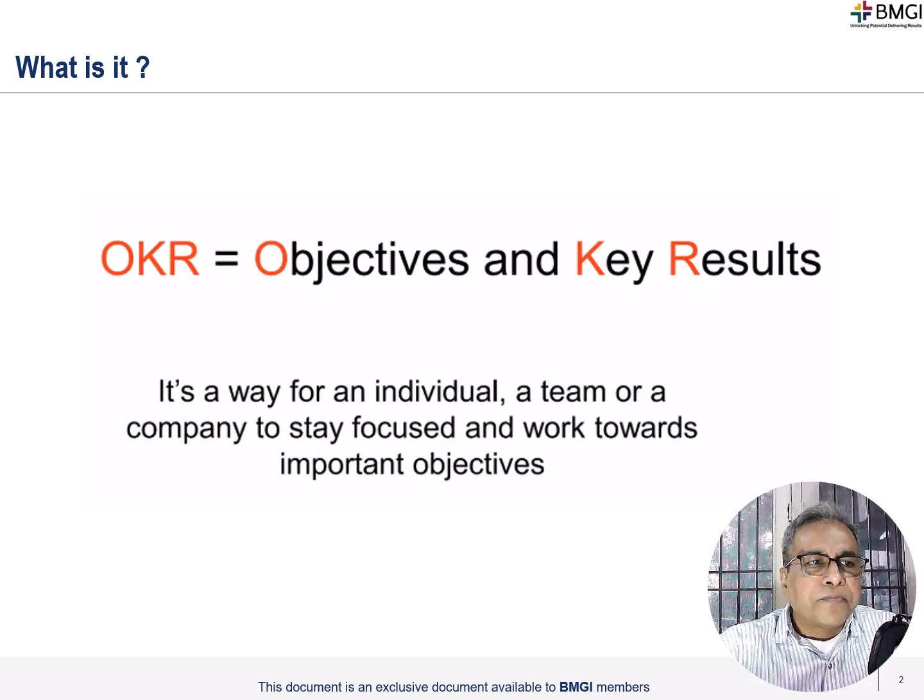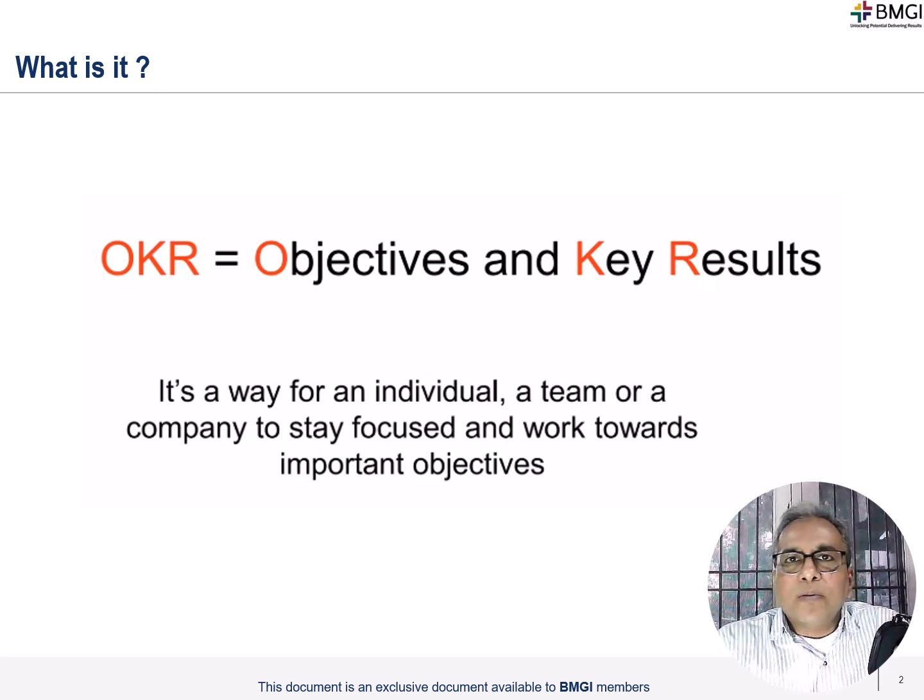What does this mean? As I said, objectives and key results. It's a way for an individual or team or a company to stay focused and work towards important objectives. That's important. Every organization does have a purpose, a mission, a vision. But according to research, 70% of organizations are not able to align their people and cascade their goals and objectives, and are so bound up with the current work that they are not able to focus on their goals.